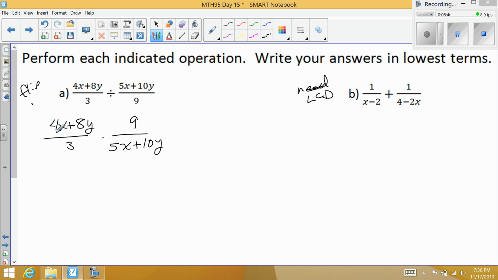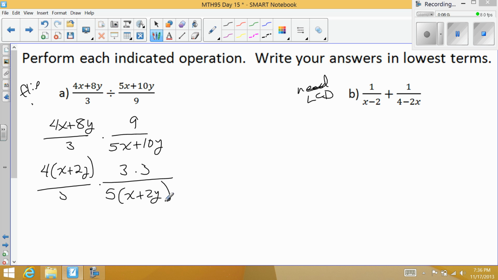So I've got some greatest common factors here. I can factor 4 out of the numerator: x plus 2y over 3. The 9 is 3 times 3. And then I can factor a 5 out of the denominator, greatest common factor again, x plus 2y.